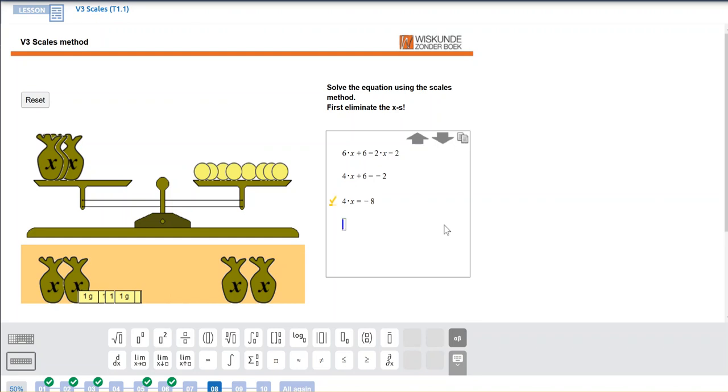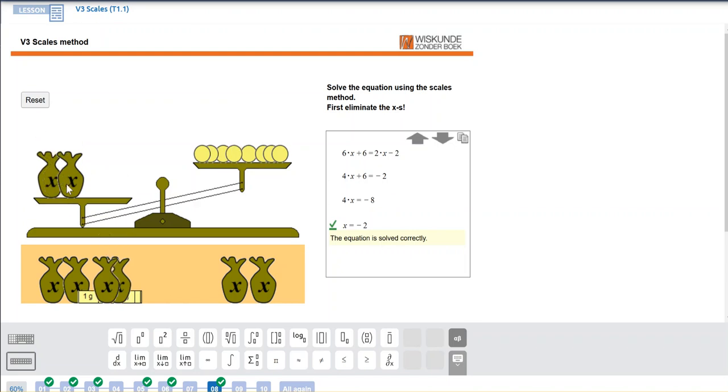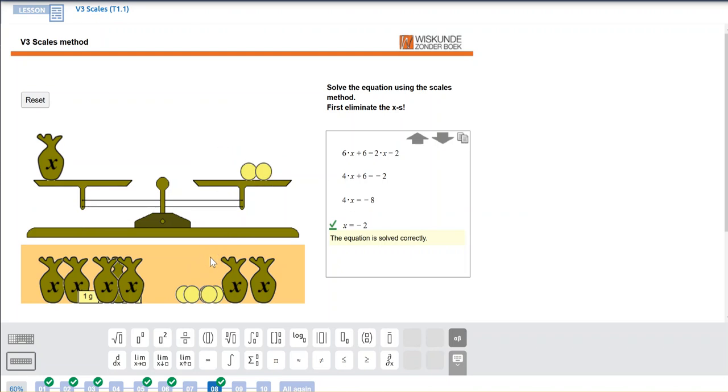Now, if 4 times x is equal to minus 8, then I have to divide by 4 for the last step. So x has to be equal to the result of minus 8 divided by 4, which is minus 2. The equation is solved correctly. So 1x, one of those bags, is equal to 2 of those negative yellow balls, so minus 2, and the scale is back in balance.